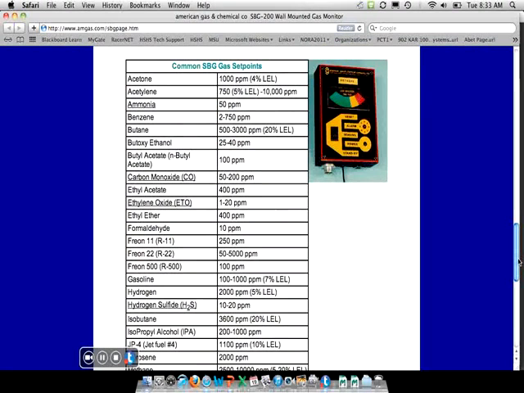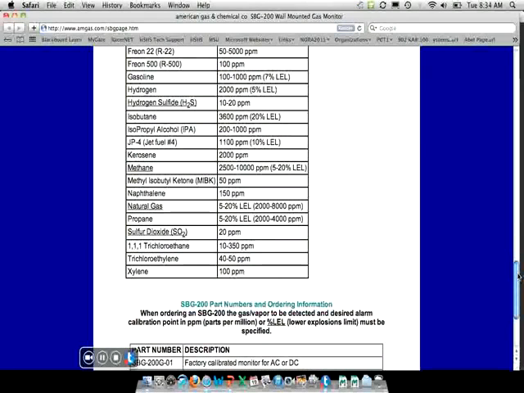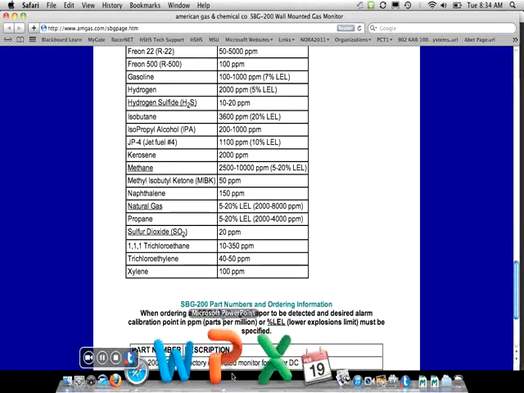And these are some common gases that will be set at. Benzene, you can set it at 2 to 750 parts per million. Ammonia, 50 parts per million. Hydrogen sulfide, 10 to 20 parts per million. So if you have a leak of hydrogen sulfide coming out, you can pick that up. But these solid-state sensors are really good for an alarm type of situation.